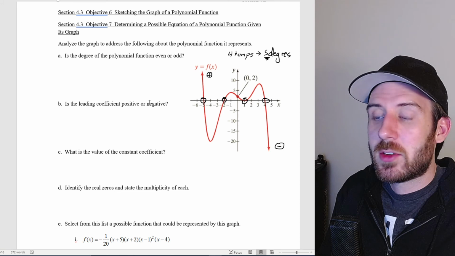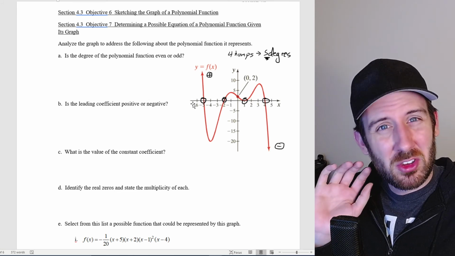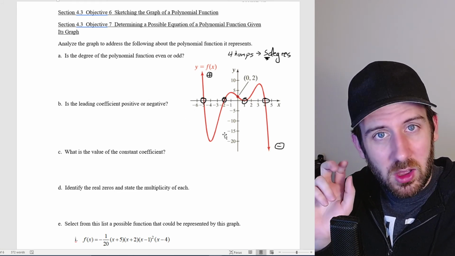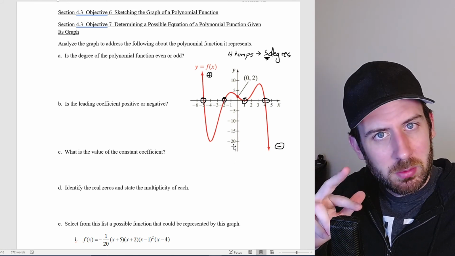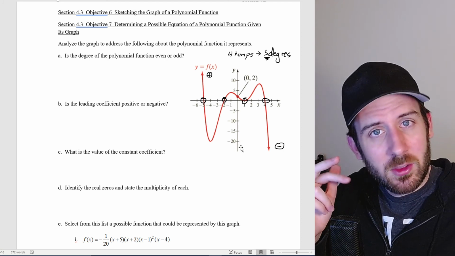Is the leading coefficient positive or negative? So you're going to be looking to say, okay, what does it resemble? Does it resemble the normal odd, the parent function odds that we had at the beginning of the packet? Or does it look like I might have flipped those upside down? If you flipped it upside down, that's a negative.